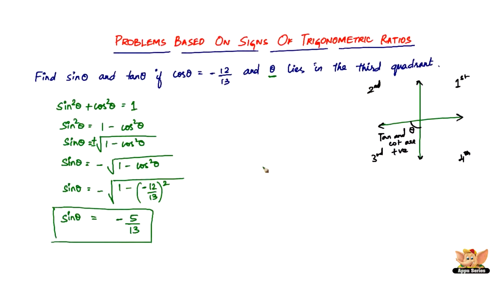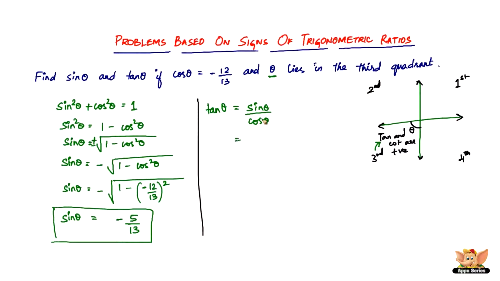So that's that. Now let us come to tan theta. Coming to tan theta, what is it going to be? It's going to be positive, right? Because it's in the third quadrant, and in the third quadrant tan and cot are positive. So tan theta is nothing but sine theta by cos theta. Now why so simple here? Because we know the values of cos theta and sine theta.